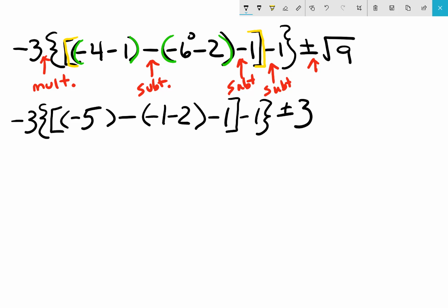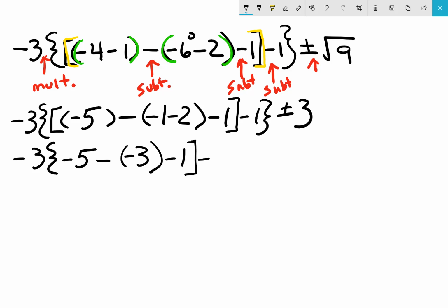All right, now we can go ahead and keep working inside the square bracket. You've got -5, that doesn't really need to be in parentheses, minus, so this is a subtraction, and then in that second parentheses there, you've got -1 minus 2, which is -3. So that is -3. Then you've still got that -1 over there, close the square bracket, and you've got a -1 on the outside, curly bracket, plus or minus 3. We're still working inside the square brackets.